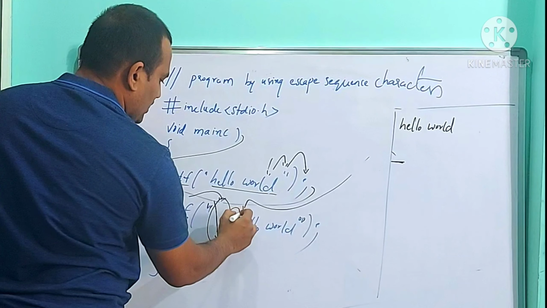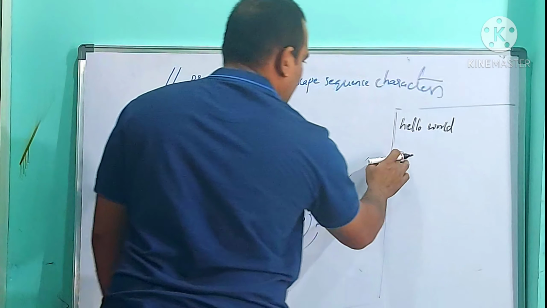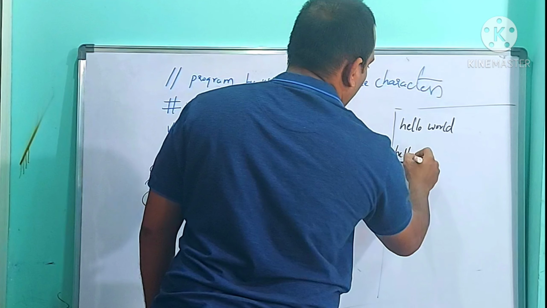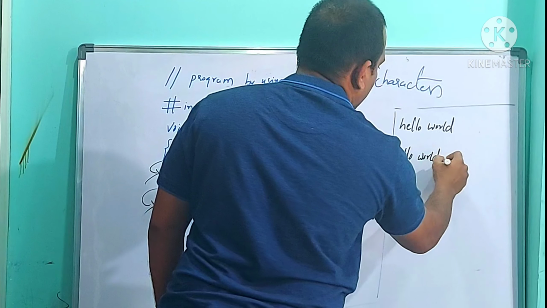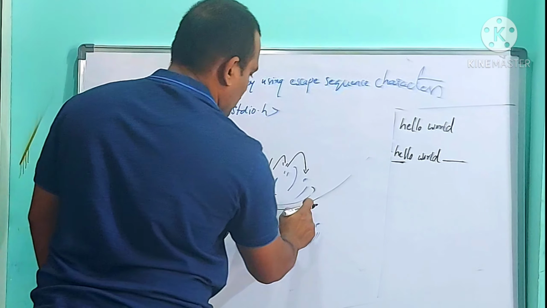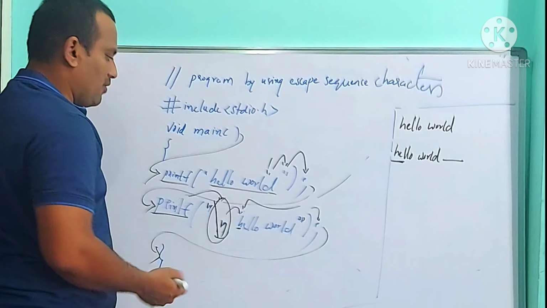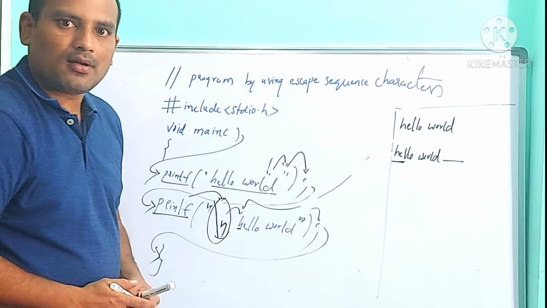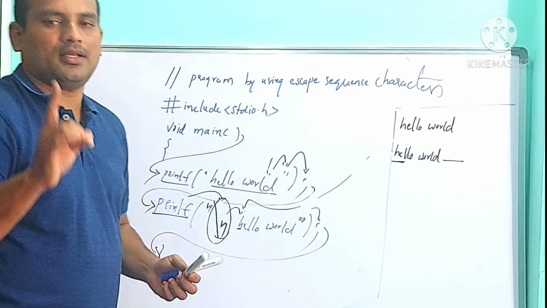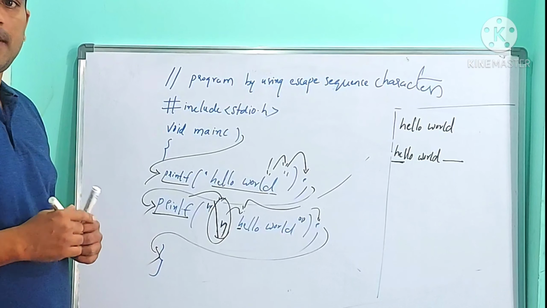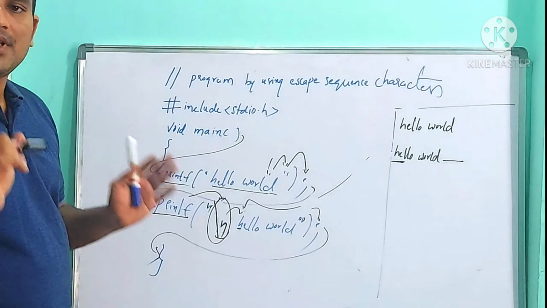After /n, it goes to the next character, H. So it prints the characters as they are, HELLOWORLD, then the cursor. Again it comes back to the double quotation, end of the message, semicolon, end of the statement. It comes to the next line, end of the main function. Correct or not? Yes. Remember this point.